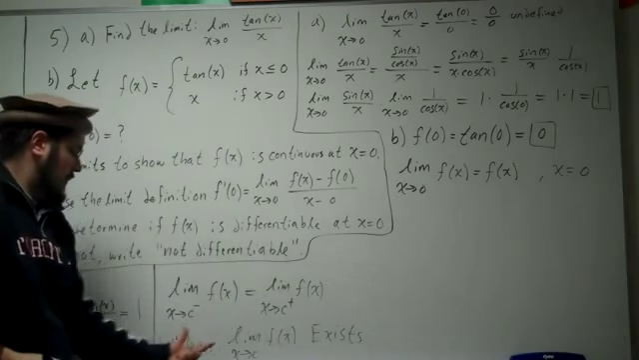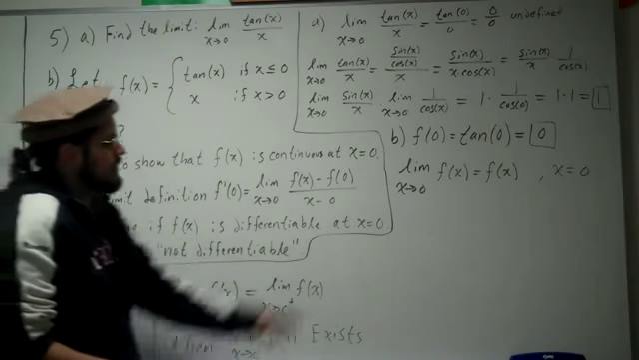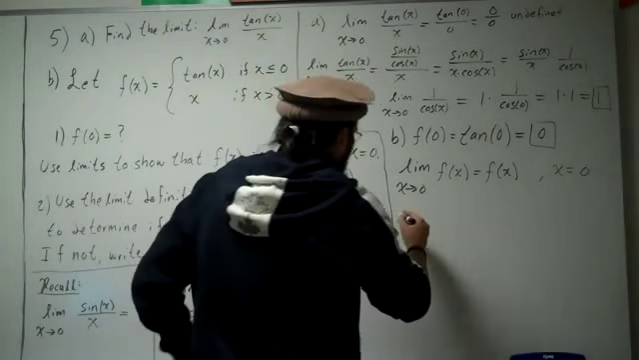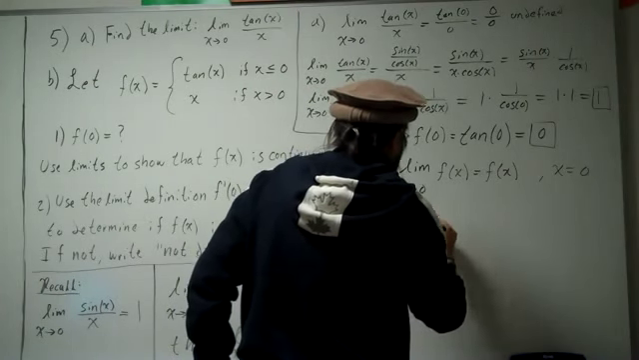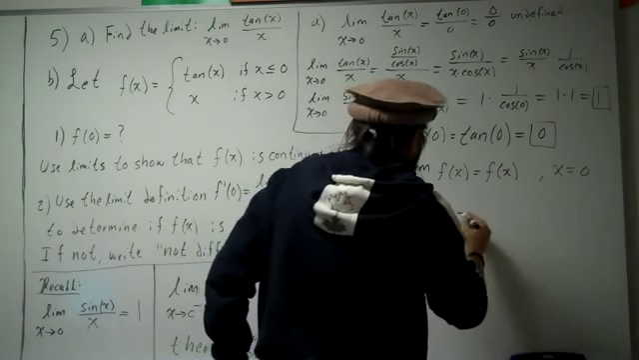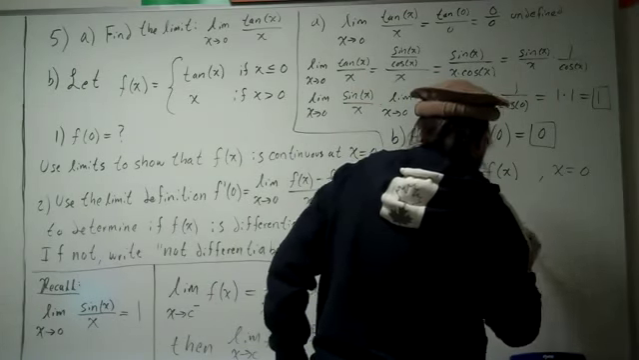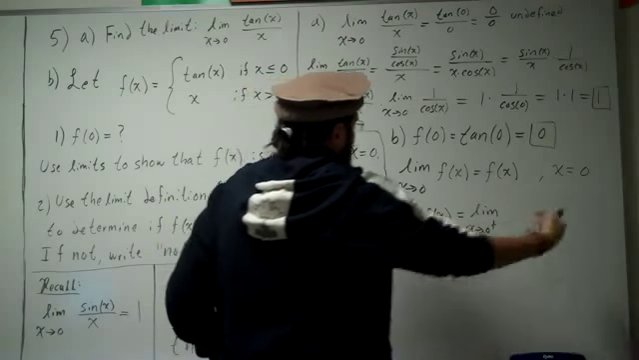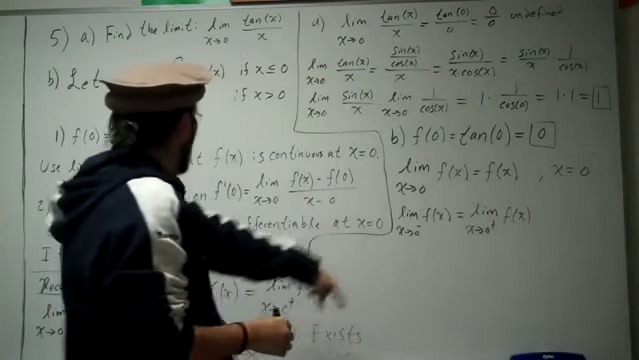So if these two are equal, then this implies that this exists. Okay? So then we need to go ahead and compute the limit as x approaches 0 from the right of f of x, and we need to see if it's equal to the limit as x approaches 0 from the left. So this is the left, and this was the right of f of x. Okay, so we approach this from the left.